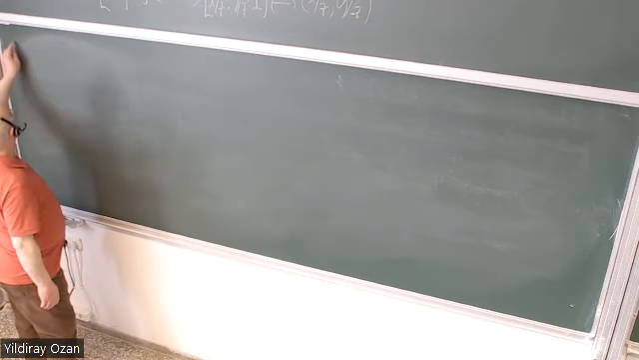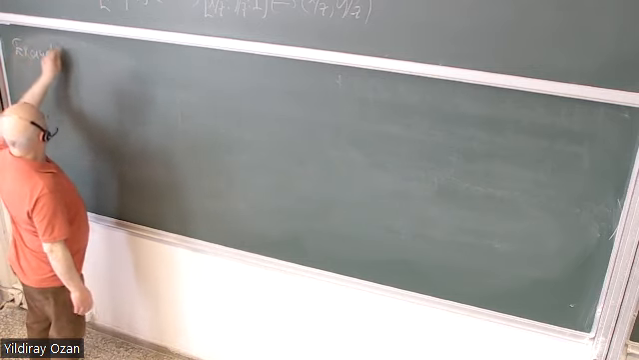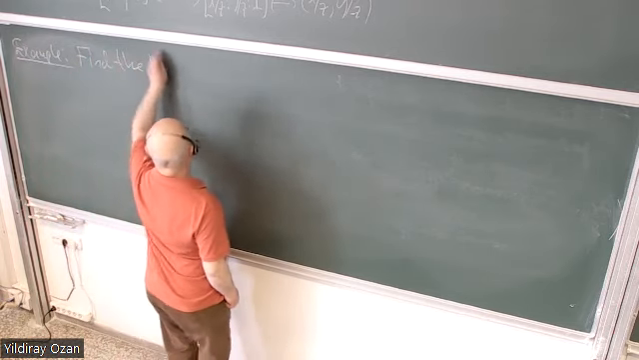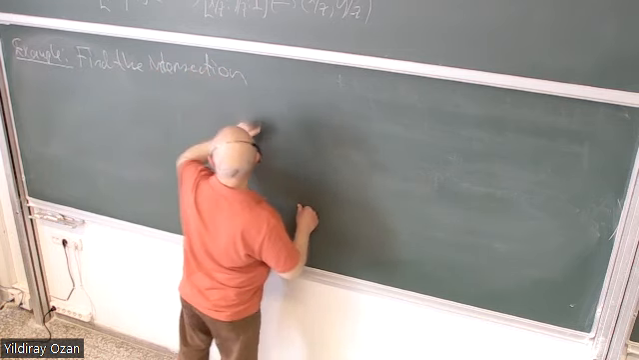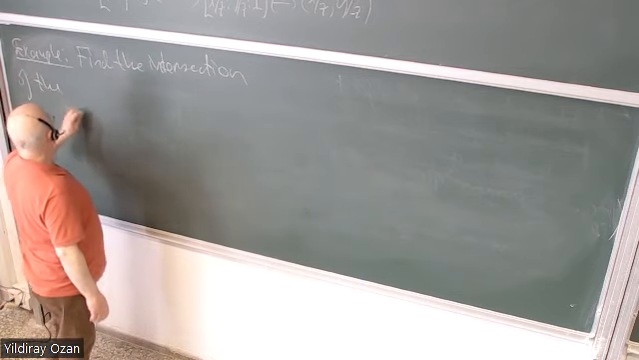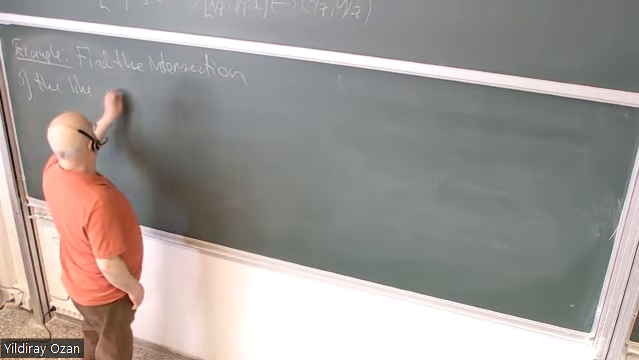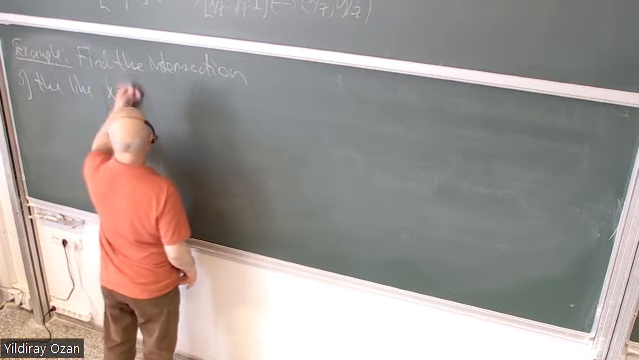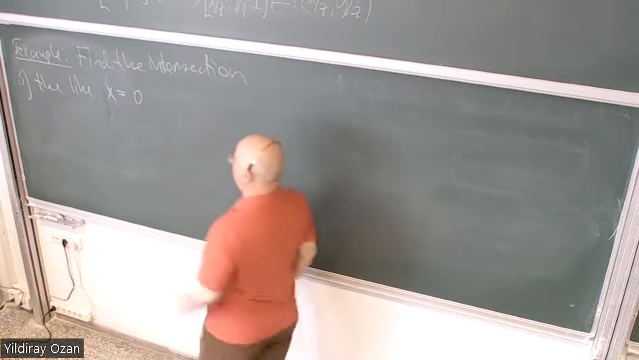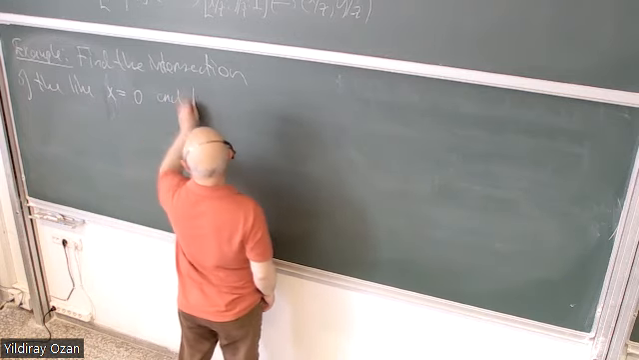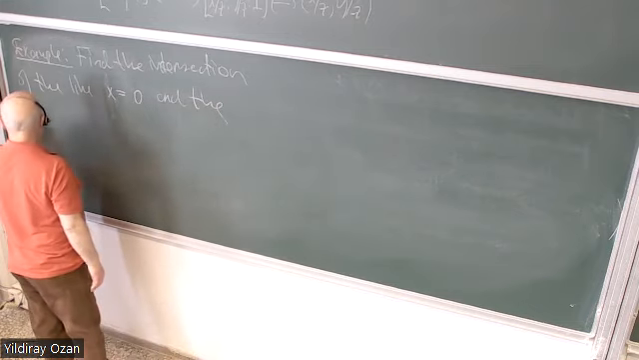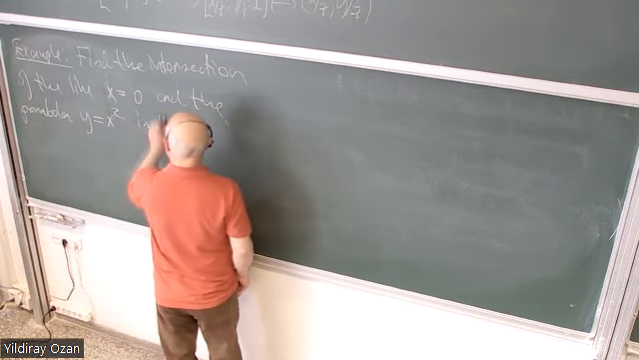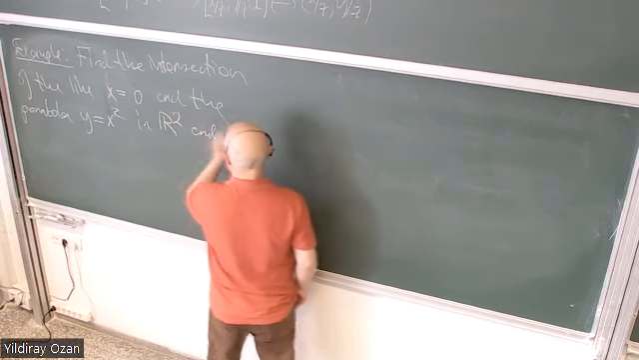Okay. Find the intersection of the line x equals zero, that is the y-axis, and the parabola y equals x squared, in R2 and RP2.